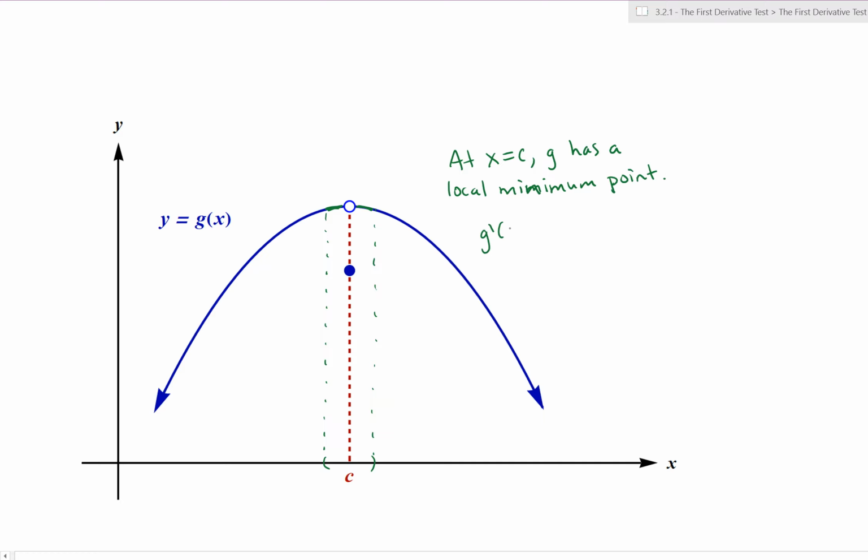Also, g prime of c is undefined, right? The derivative does not exist at x equals c. We have a discontinuity there. And so this would be a critical point of type 2, of course.